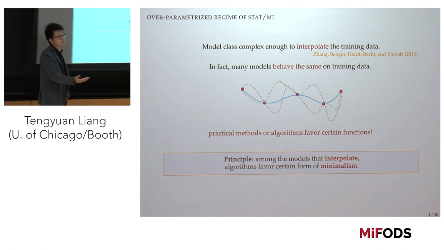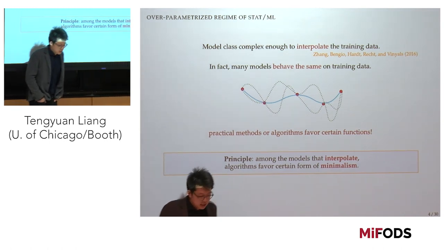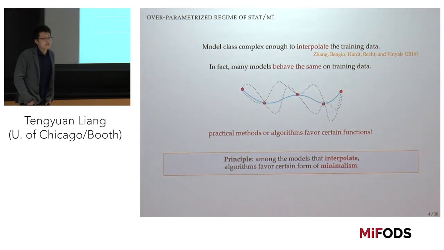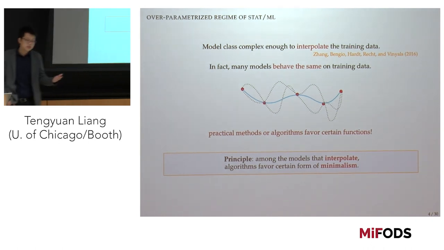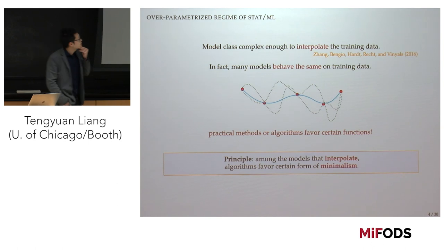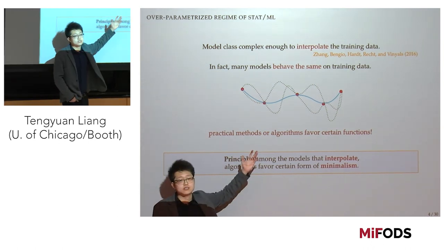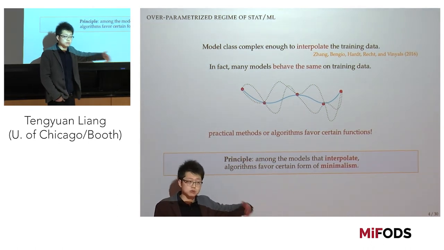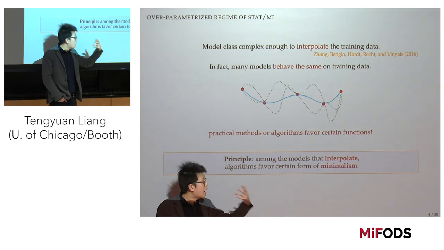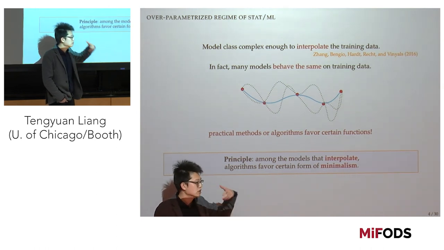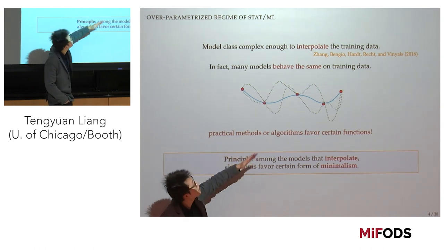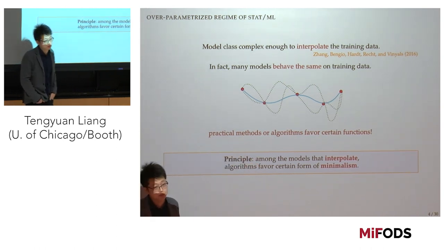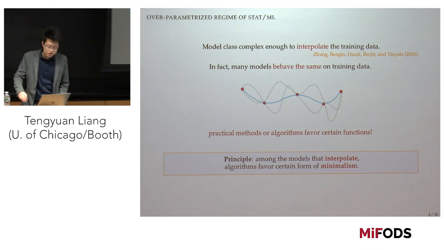Okay, now there are two questions of interest. First of all, what type of functions that interpolate the data will get good statistical properties? That's a statistical question. Another question of interest is what type of functions the typical training algorithms or typical statistical models will give you, in terms of how they are interpolating these points. So both questions are interesting.